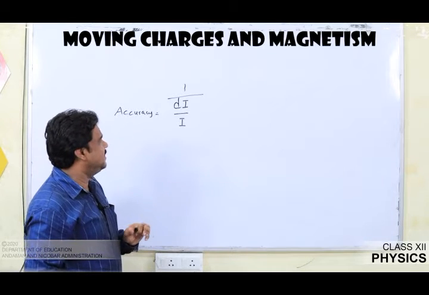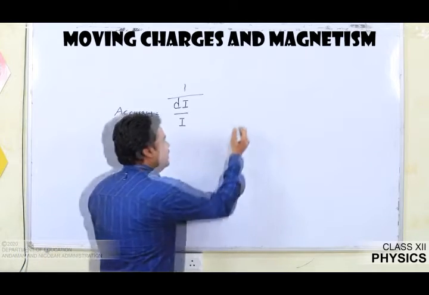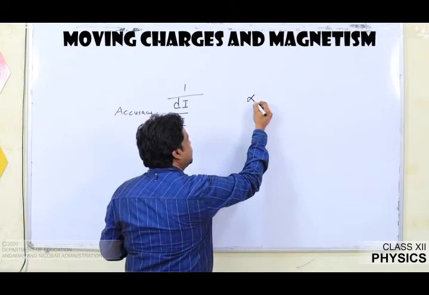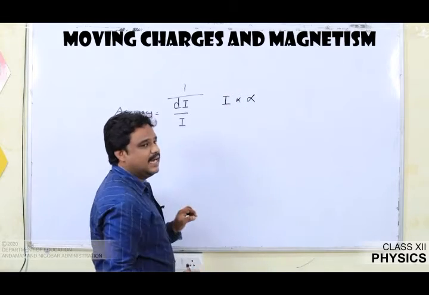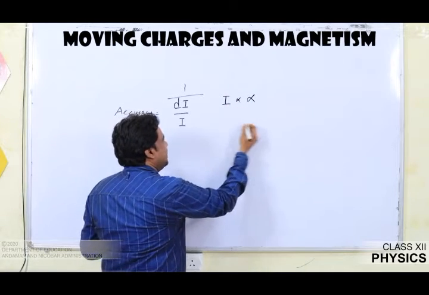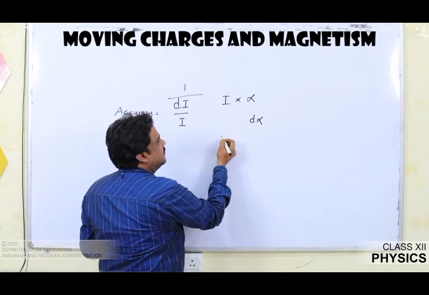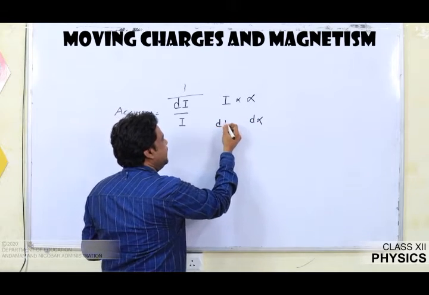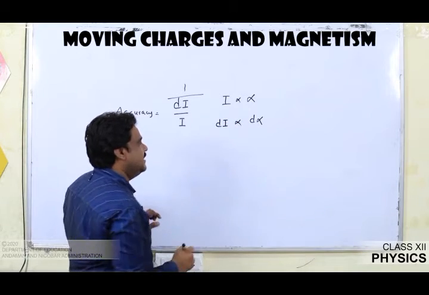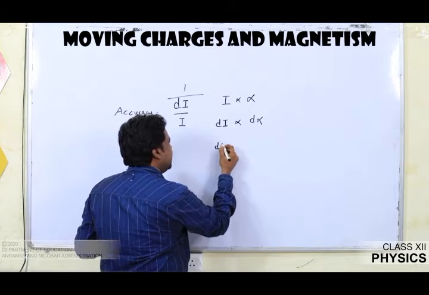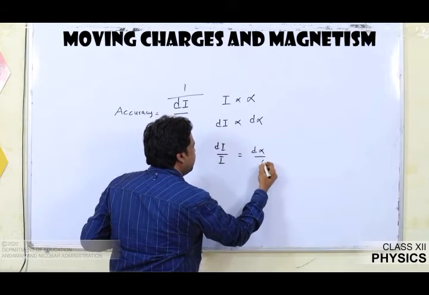Now let us establish on what factor the accuracy will depend. For that I am going to say, if alpha is the deflection produced and I is the current, you know I is directly proportional to alpha. Similarly, let us suppose that if d alpha is the error in the deflection, di will be the error in the current. So I can write di is proportional to d alpha. So mathematically what I can write is di by I is equal to d alpha by alpha.